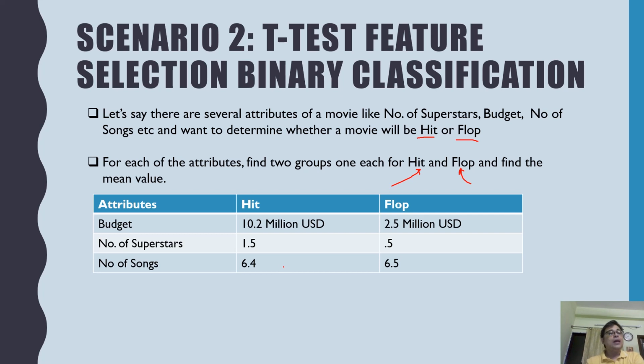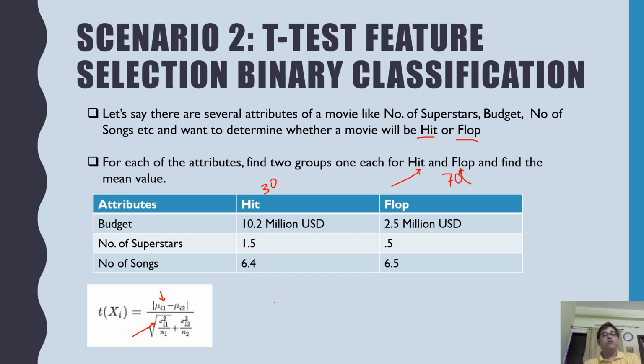How do you calculate the t value for two groups? For those who are mathematically inclined, you basically need the mean of these two groups, and then you also need the sample variance and the sample size. So this N1 is the number of movies. If there are 100 movies and 30 are hits, N1 is 30 and N2 is 70. So that's how you can calculate the t value.